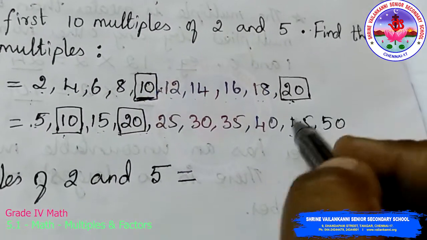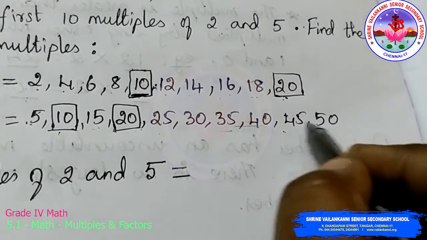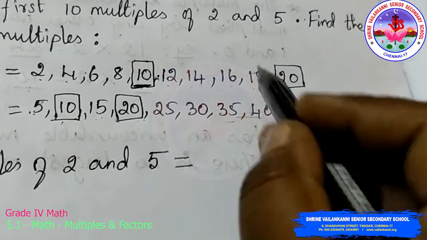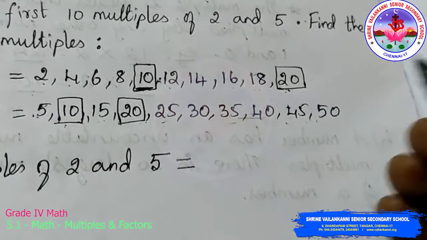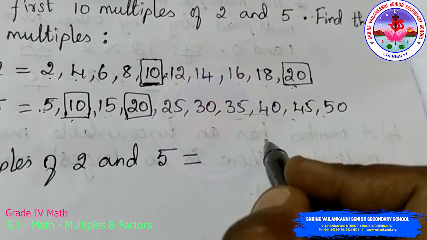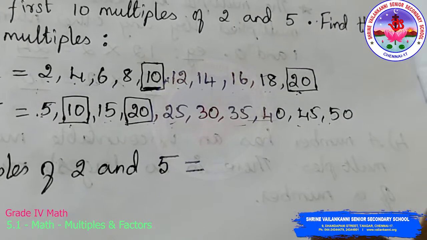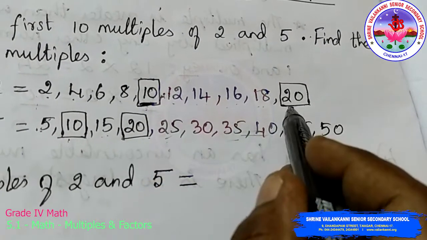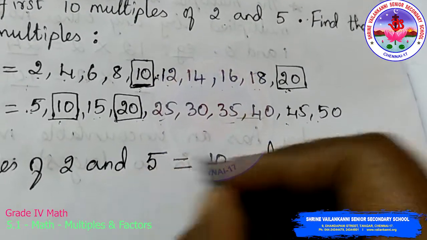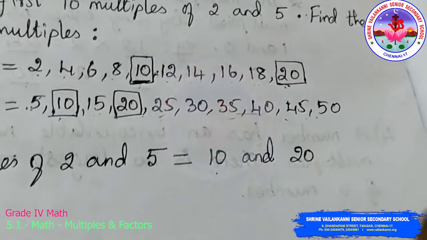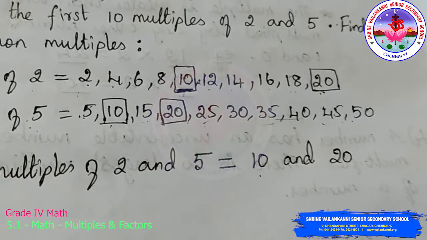After that we don't have any other number. Obviously we don't need to compare with the rest of the multiples of 5, because there is no matching number. If you take 25, can we see 25 here? No. So right now, within the first 10 multiples, we have found two common multiples, which are 10 and 20. So the common multiples of 2 and 5 are 10 and 20. This is how we have to find the common multiples of any two numbers.